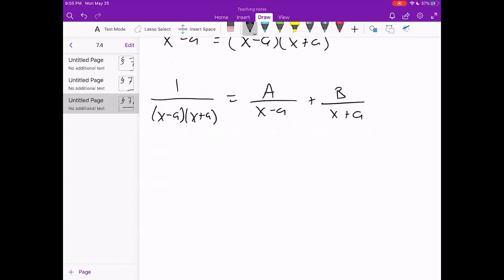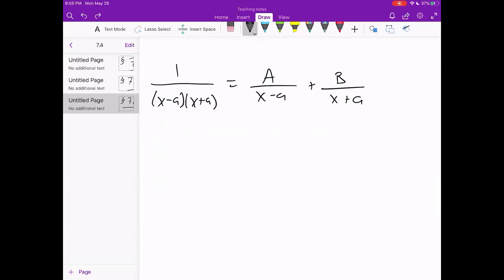We're going to do the same thing that we did last time. First thing we're going to do is put the right-hand side over a common denominator. In this case, the common denominator is x plus a times x minus a. Just to highlight what I am doing here, I'm taking this one and multiplying and dividing by x plus a to give me a common denominator. And the same thing with the B: I need an x minus a on the bottom, so I multiply and divide by x minus a. So that's what I'm doing when I'm putting this over a common denominator.